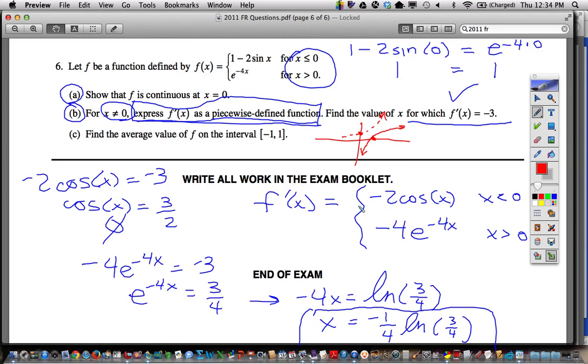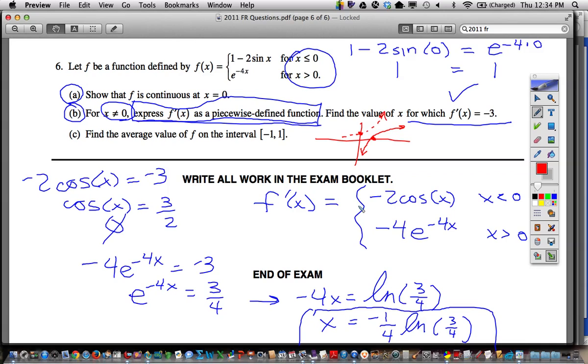So ln of 3/4 is negative times negative 1/4. That is a positive value. So therefore, this is an acceptable answer for that domain. And so that would be your x value answer for part B.